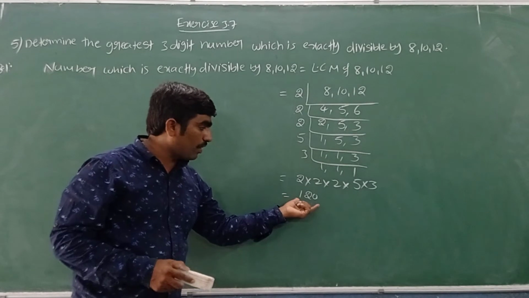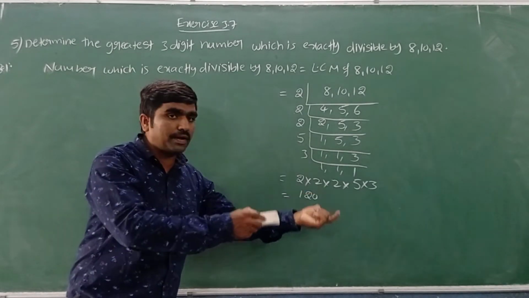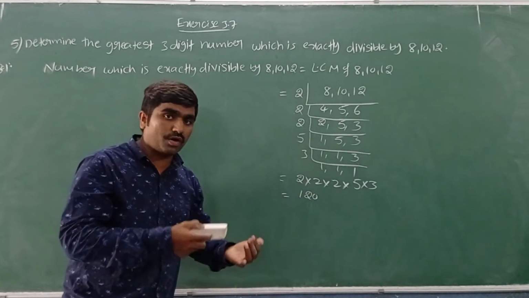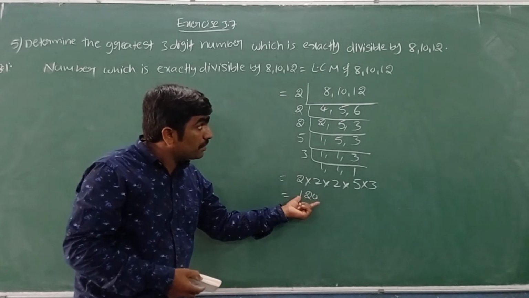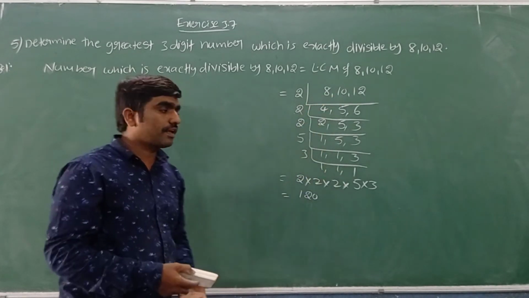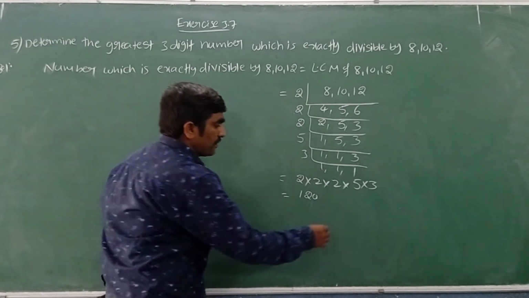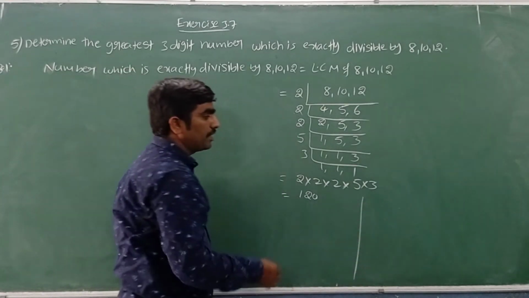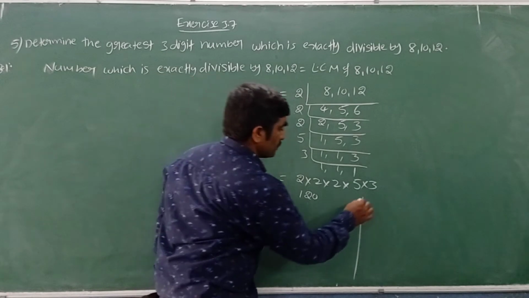Sir, 120 is already 3-digit. No. Let's find the multiples of 120. Why? Because once 120 is divisible by given three numbers, its multiples are also divisible by given three numbers. Now let us find the multiples of 120. Let me go to rough work and find.